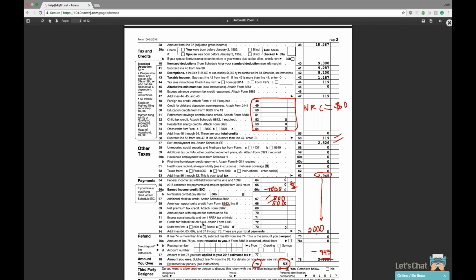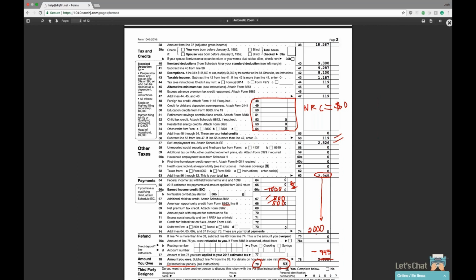Anyone who has a Schedule C gets treated as a small business at the end of the year, right? So you're supposed to report your income taxes quarterly. If you don't report your income taxes quarterly, the IRS is going to penalize you. So this person is getting penalized $53.